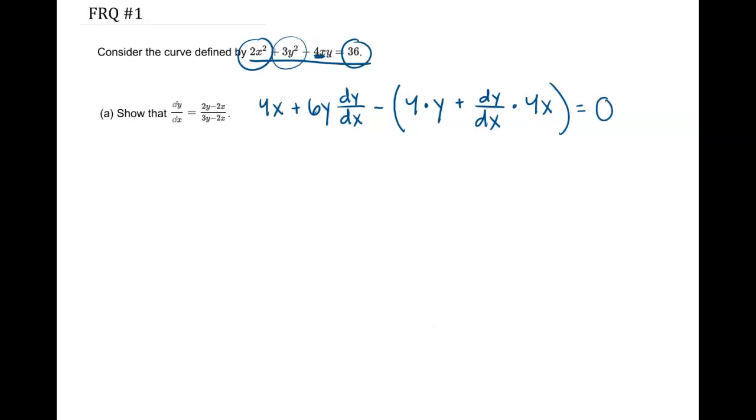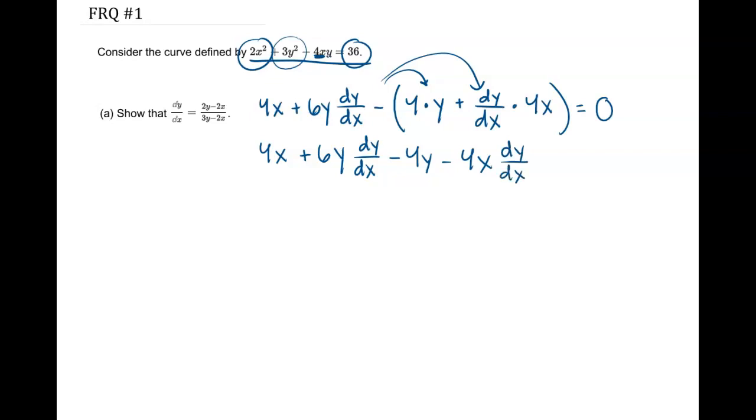So we end up with 4x plus 6y dy/dx minus 4y, I'm distributing the subtraction sign, minus 4x dy/dx equals 0.